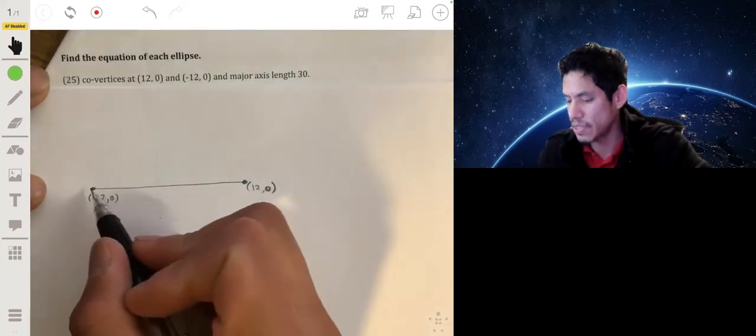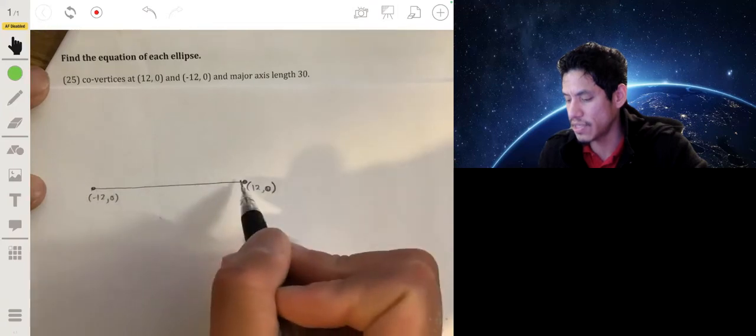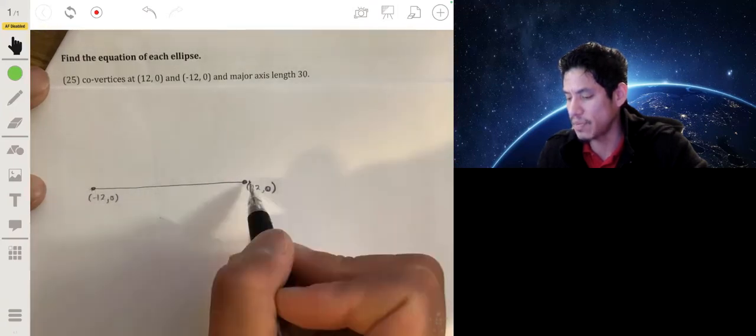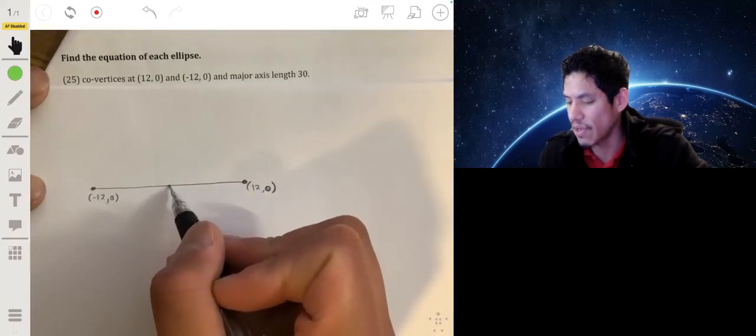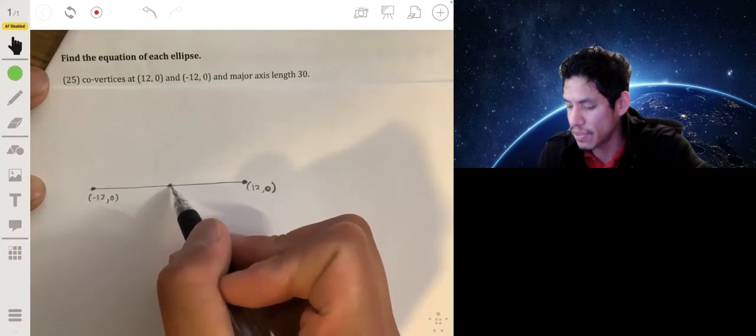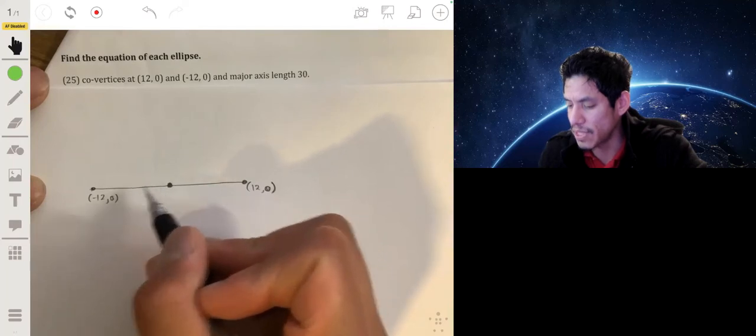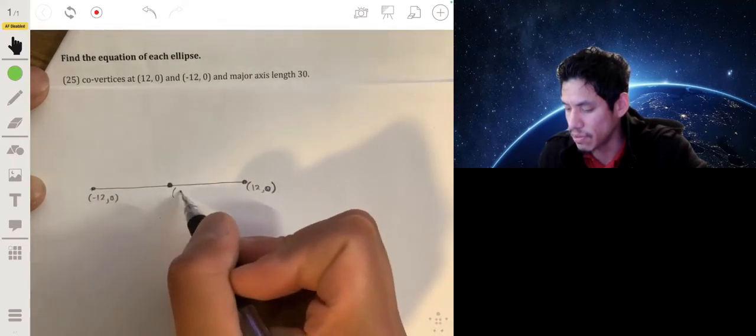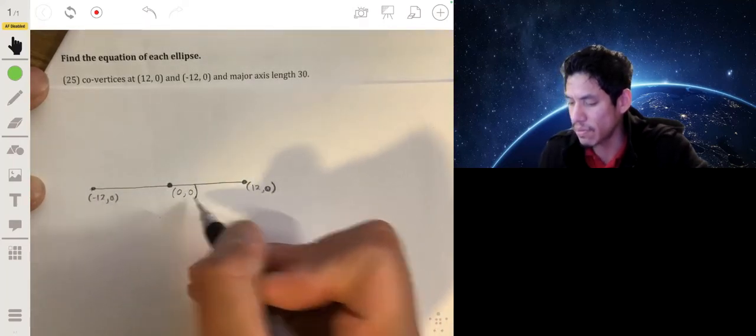Now, since the co-vertices are at these points, that means the center of this ellipse is going to be midway between these 2 points. So midway between -12 and 12 will just be 0. So the center is at (0, 0).